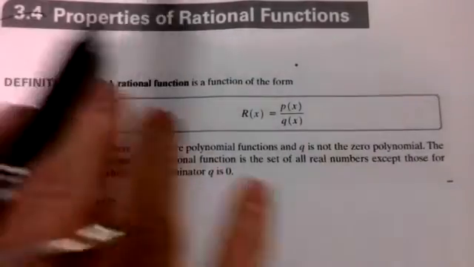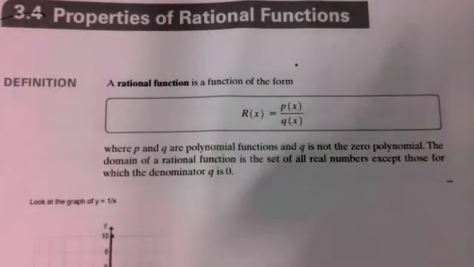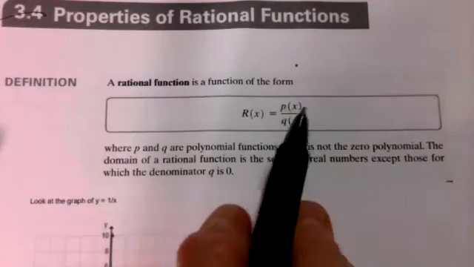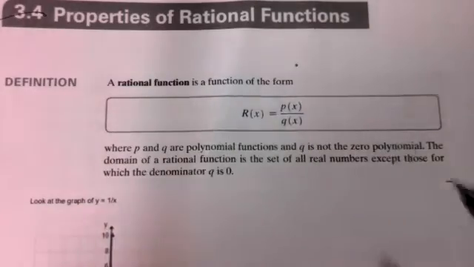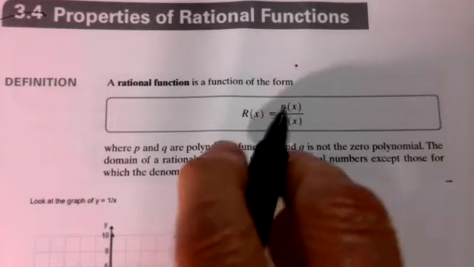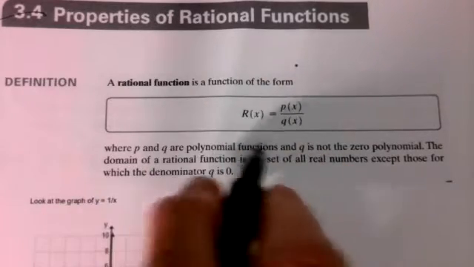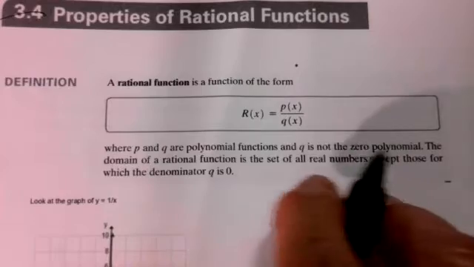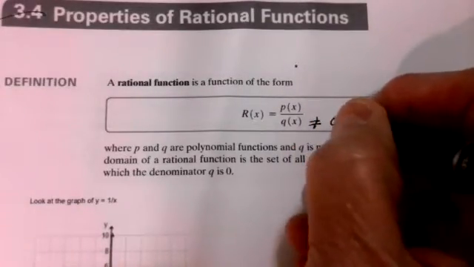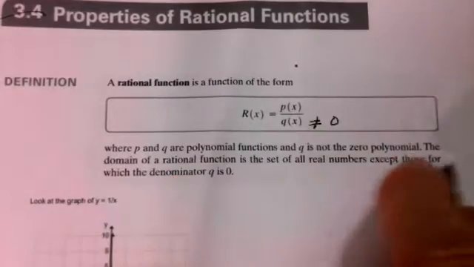Class, I want to cover section 3.4, properties of rational functions. A rational function is a function of this form, where P and Q are both polynomial functions that we just covered. And Q is not equal to the zero polynomial, so Q can't be zero, because we can't divide by zero.